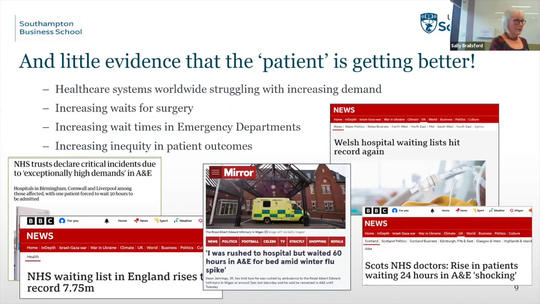And for sure, the patient is just getting worse. These are just a few random samples. I did particularly pick out a Welsh one because I thought Lizzie might be listening, but it doesn't matter where you are, we all know that the NHS is in a mess.